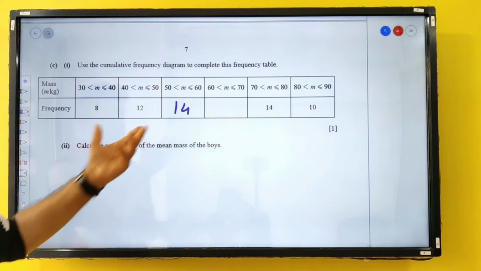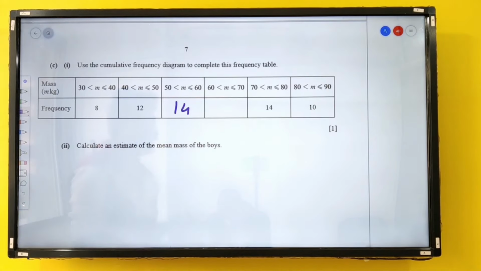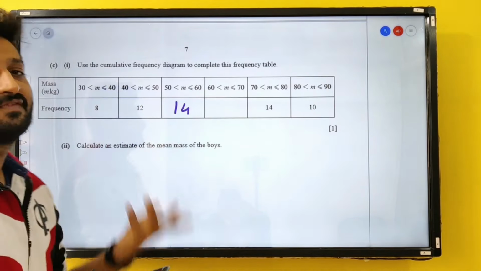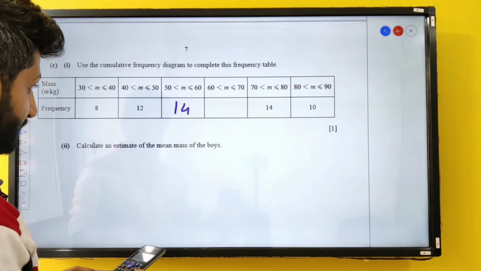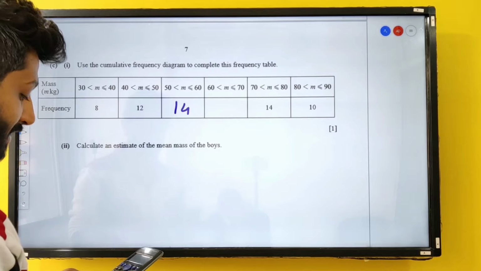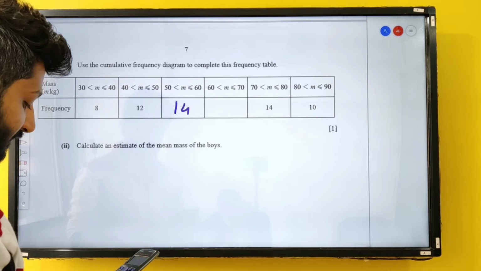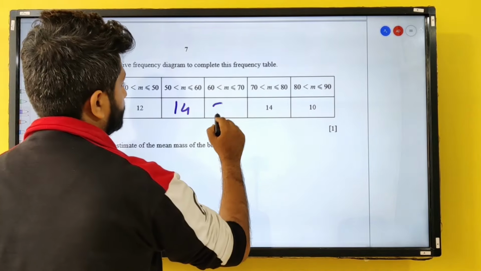From 60 to 70, it's quite easy. I am not supposed to calculate this once again. We know the total frequency is 80. So simply adding 8 plus 12 plus 14 plus 14 plus 10 and subtracting everything from 80, we get 22.